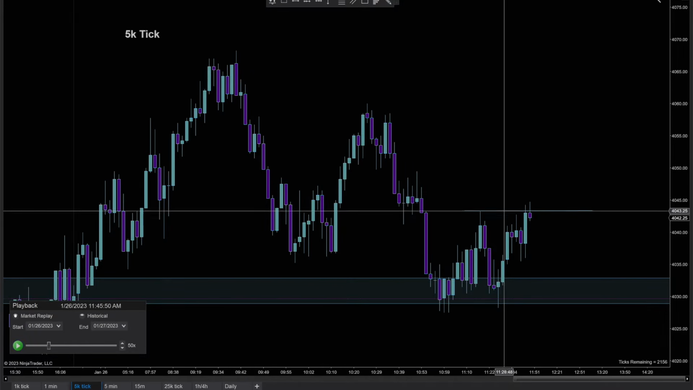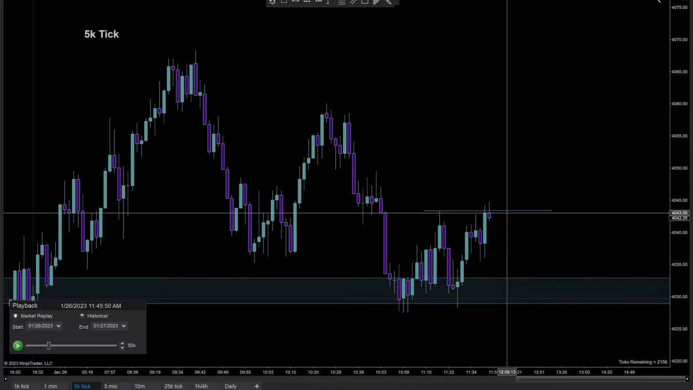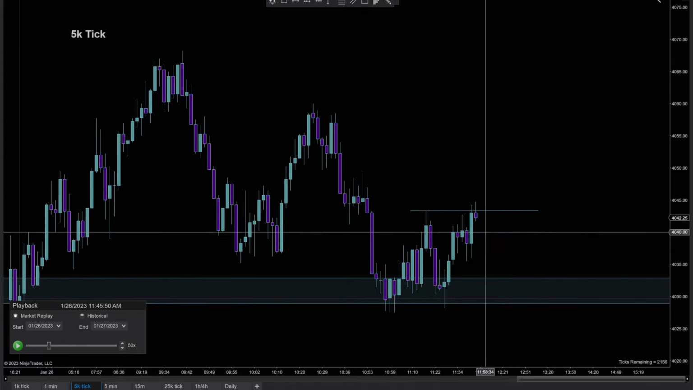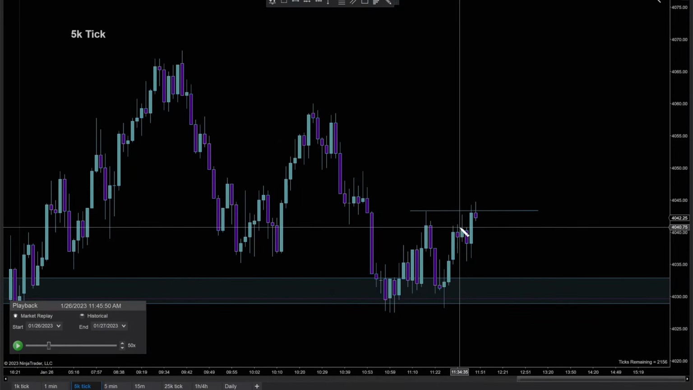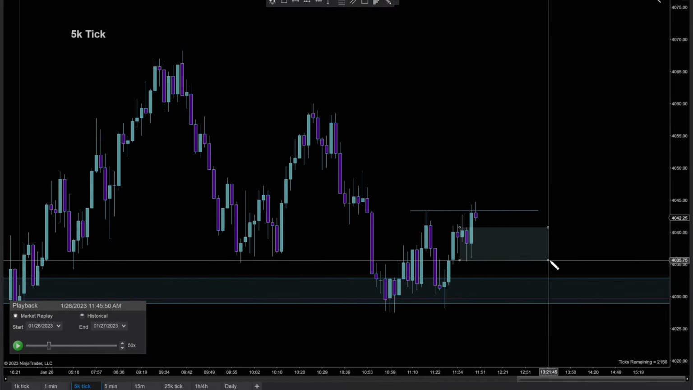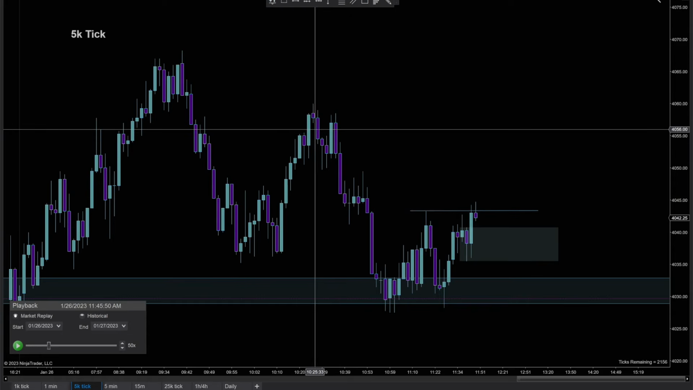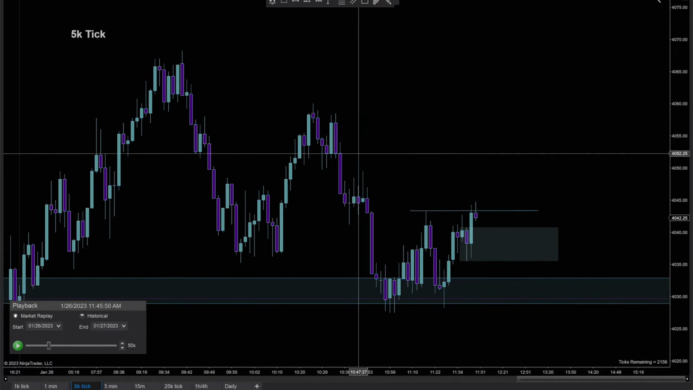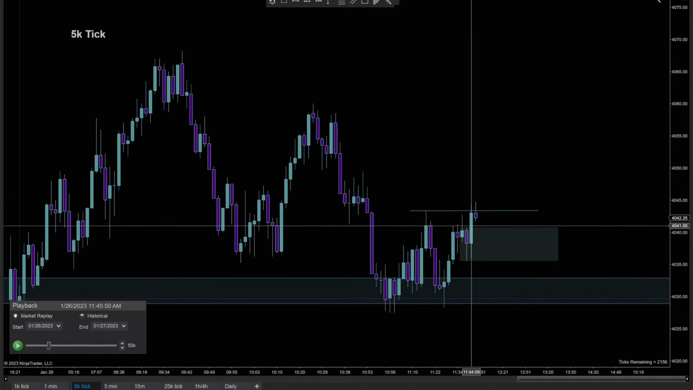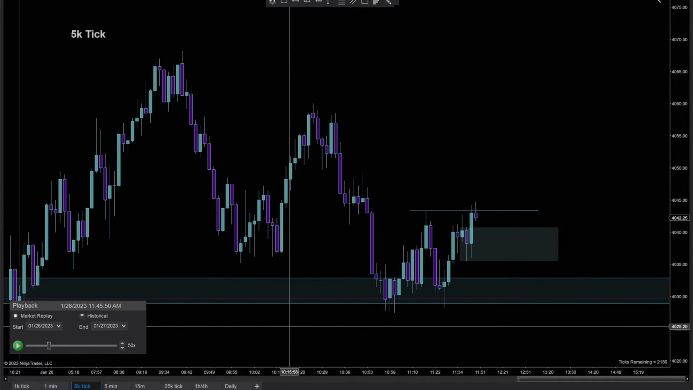Okay, so we've got a slight break here. Now, at this point, depending on how aggressive you want to be, you could look at entry right here, okay? And there are two potential entries here that we are going to take a look at. So let's start with this one. So we've got this pullback into here.